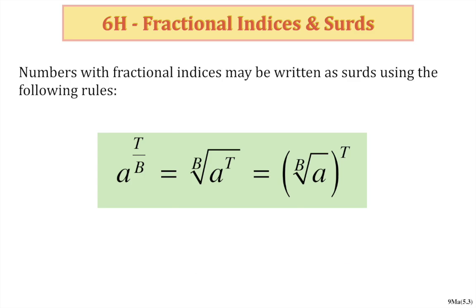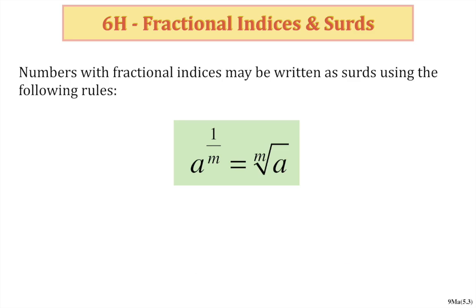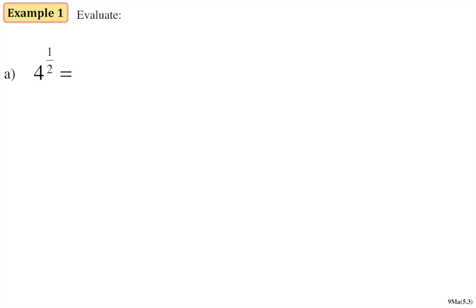Let's look at the rule that's actually listed in your textbook. It's saying if you have a to the power of 1 over m, remember m is the number on the bottom of the fraction, so it's the bit that's sitting on the seat, the bit that goes out the front of the surd. So this is like a partial use of the formula that we just talked about. Let's try this. Let's convert 4 to the power of a half into surd form.